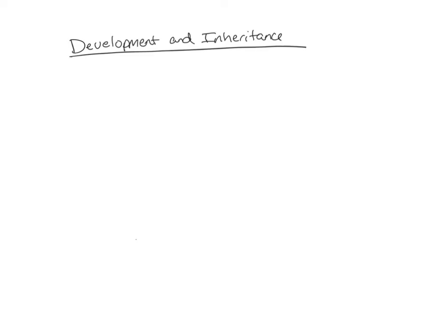Hello, today we're going to talk about chapter 29, which is development and inheritance. Development is something that occurs throughout life. It starts at fertilization when the sperm fuses with the secondary oocyte, and it continues all the way until a human has reached maturity. We can divide this development up into prenatal development and postnatal development.